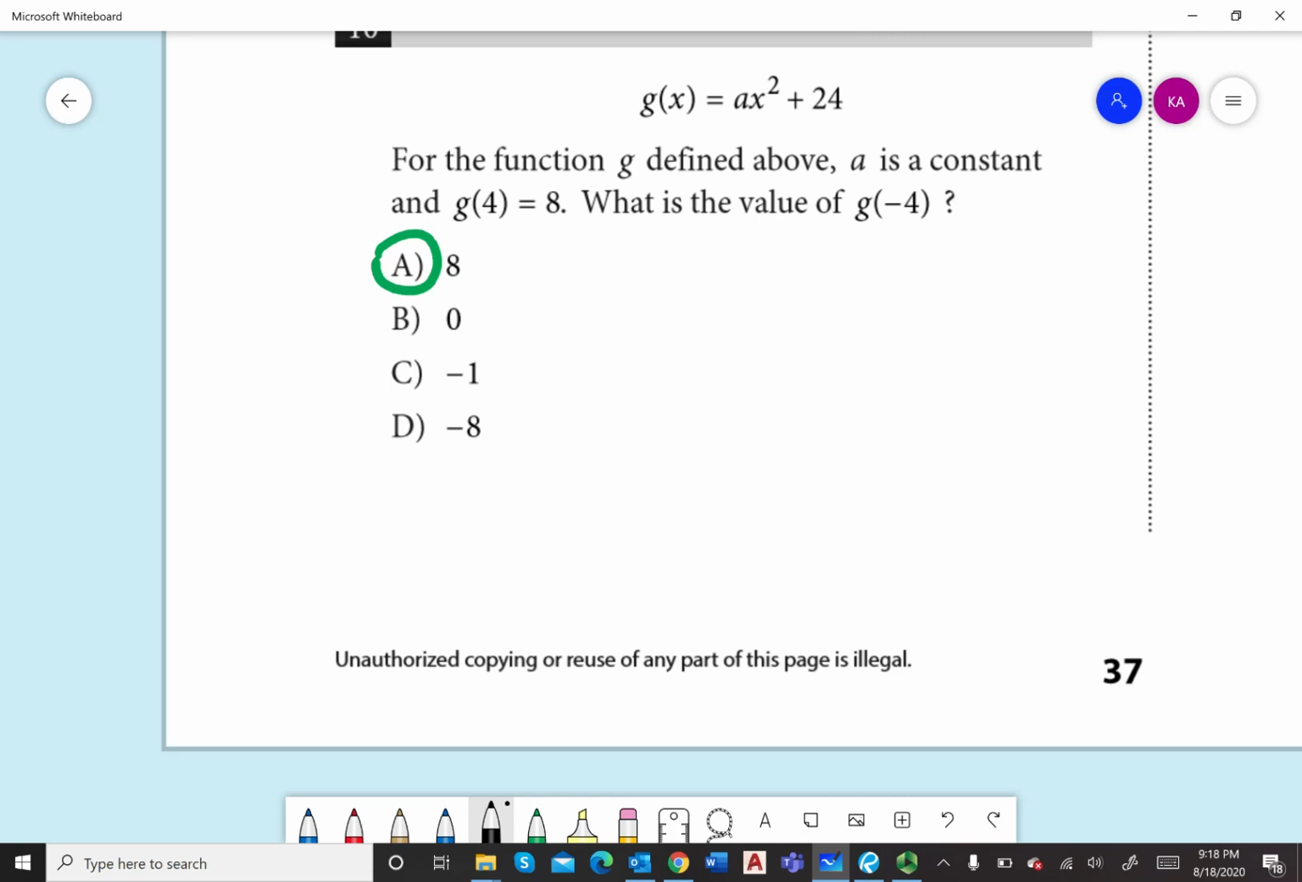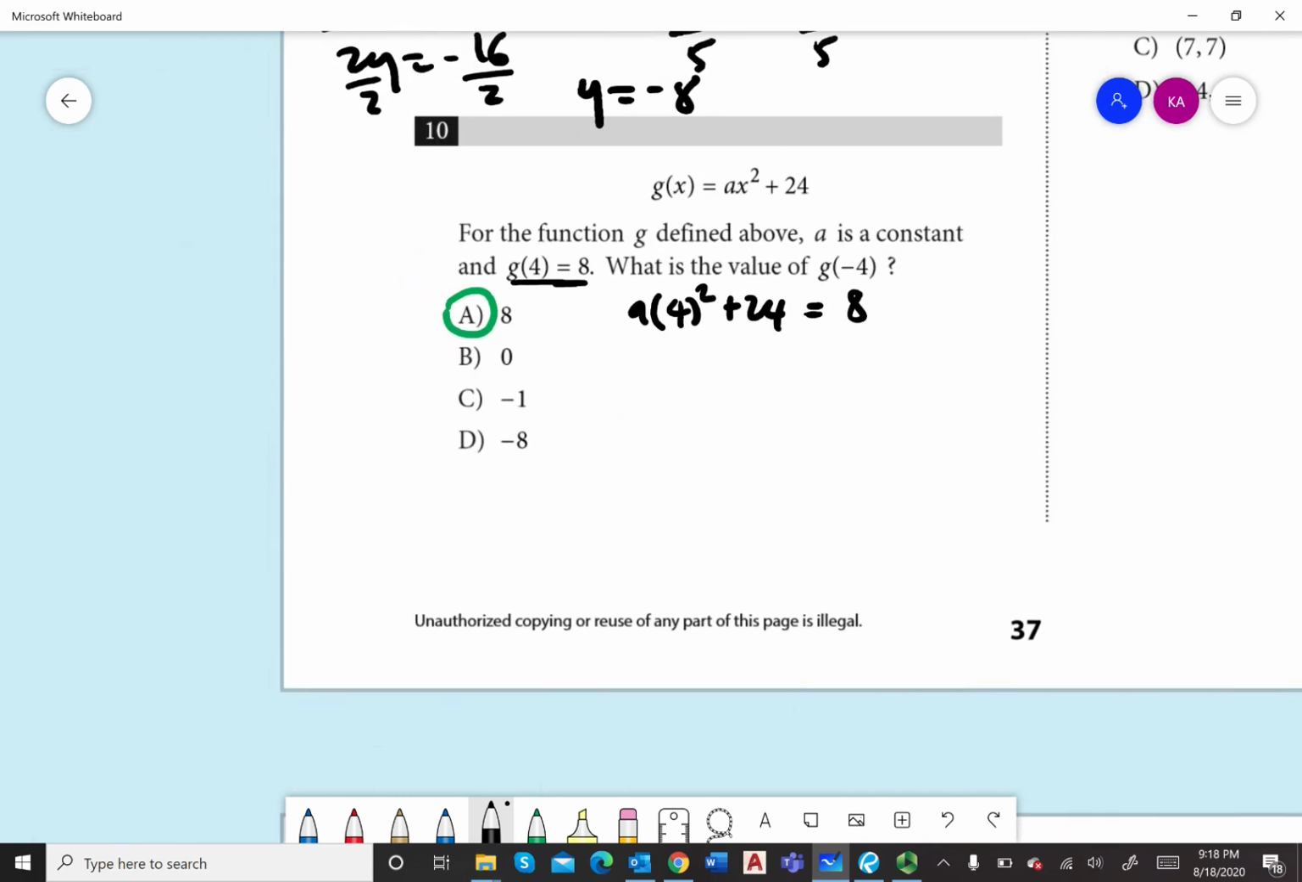Back here, what comes to me directly is that g of 4 is equal to 8. So let me plug that in and see what I get. g of 4 is equal to a times 4 squared plus 24, which is 8. So I get 16a plus 24 is 8. Now I subtract the 24 from both sides and I get negative 16. So 16a is equal to negative 16.